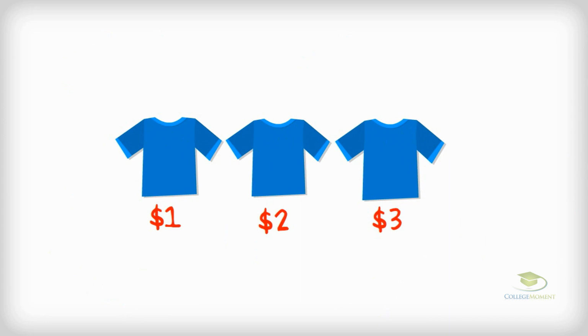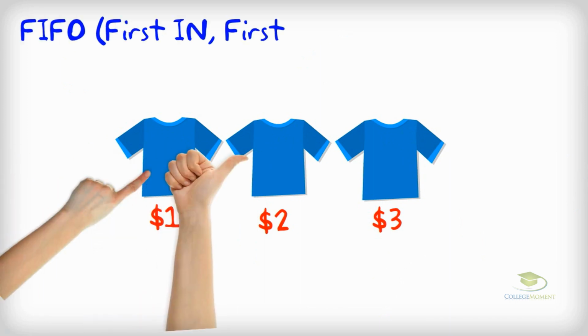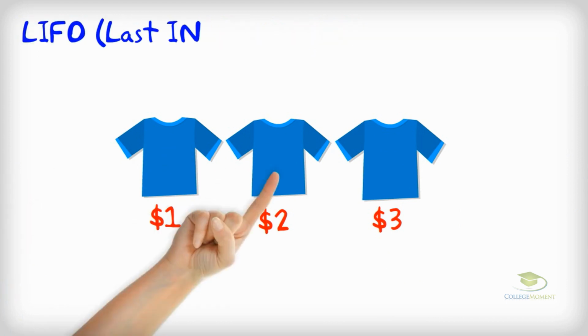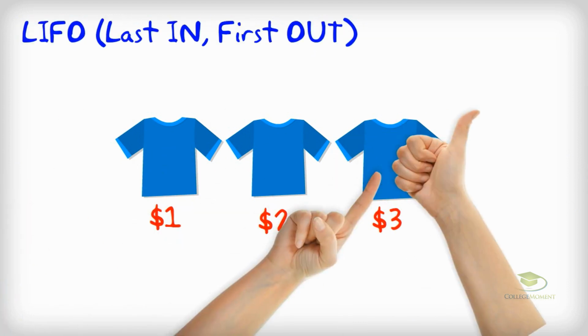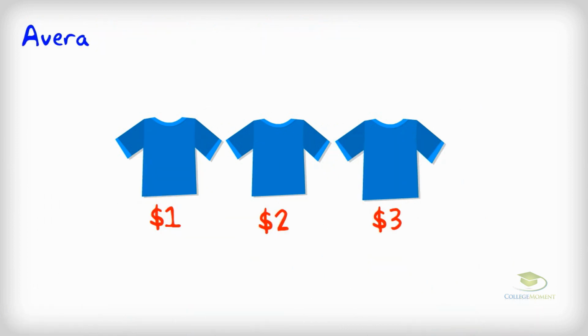First assumption is FIFO, first in, first out. The products that we bought first are the first ones to be sold. The second assumption is LIFO. The products that we buy last are the first to be sold. Finally, we have average cost method. We find the average cost per shirt and we apply it to each sale that we make.